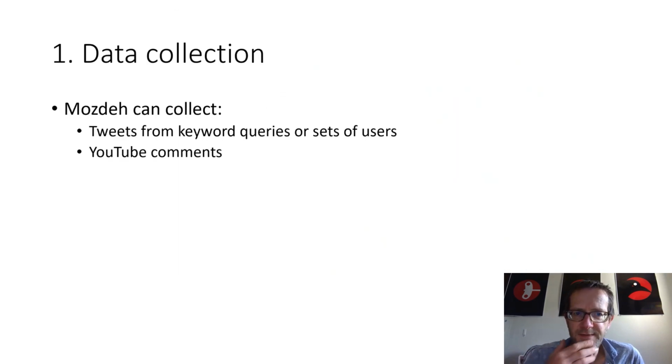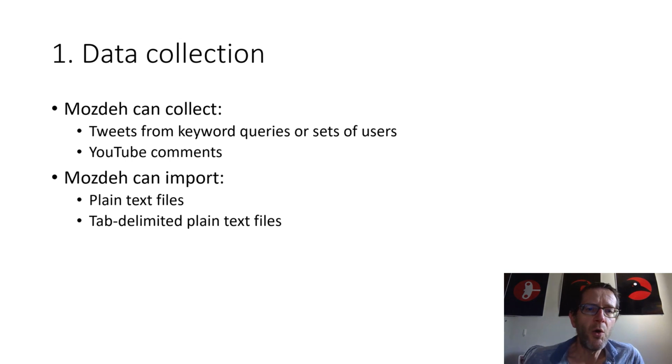So there's data collection, first of all. So Mojday can collect tweets from keyword queries or sets of users. So you can either formulate a set of keyword queries, one or more keyword queries, to match the tweets that you want, or you can tell Mojday which users you want the tweets from, or you can collect YouTube comments from a specified set of videos or influencers or channels.